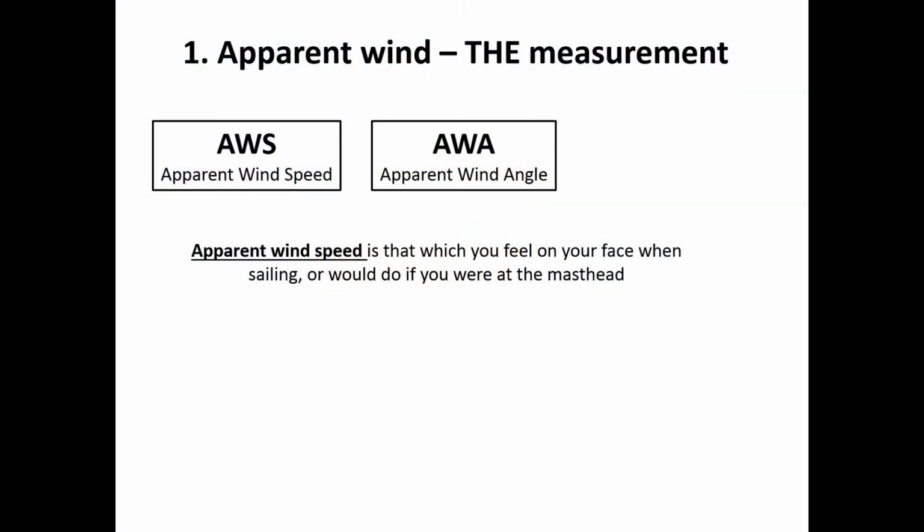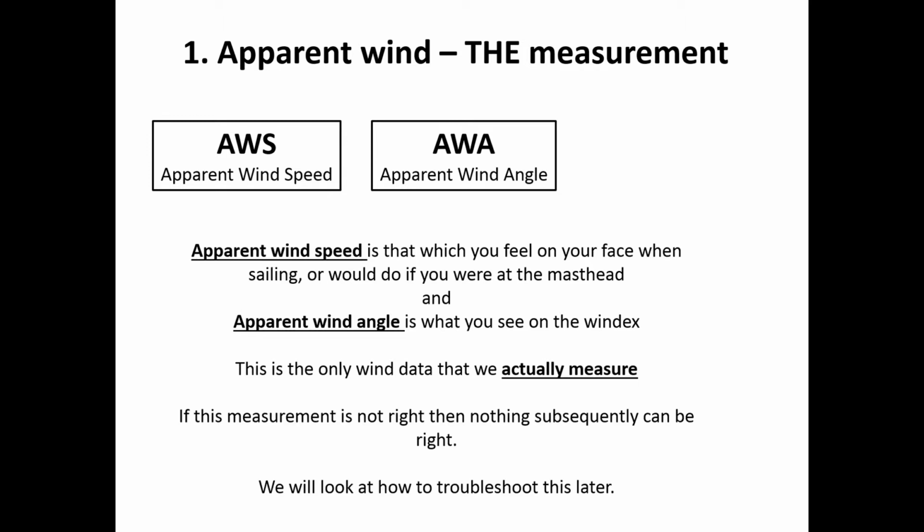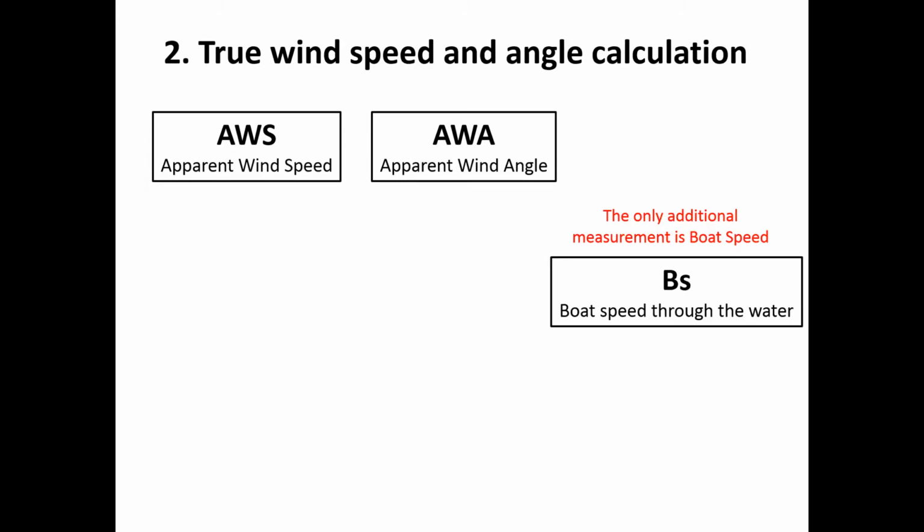Apparent wind is the measurement. So apparent wind speed is that which you feel on your face when sailing, or you would do if you were at the masthead where the instruments are, and apparent wind angle is what you see on the Windex. This is the only wind data that we actually measure, and if this measurement is not right, then nothing subsequently can be right. So now we've got apparent wind speed and apparent wind angle.